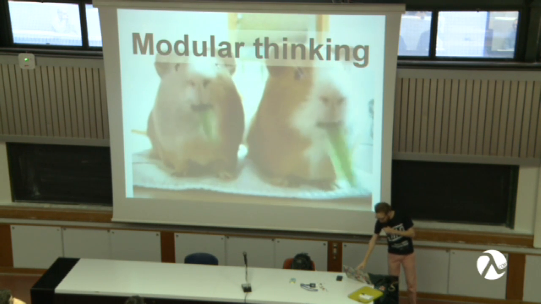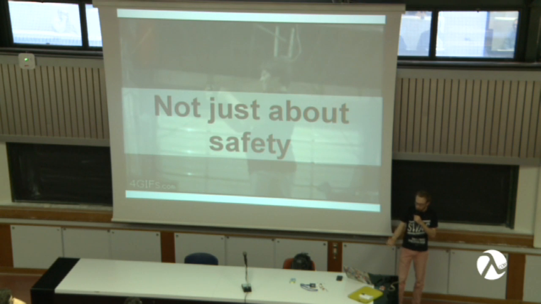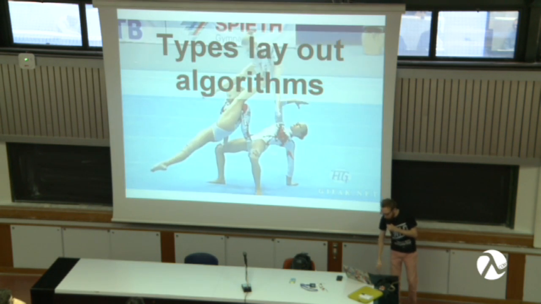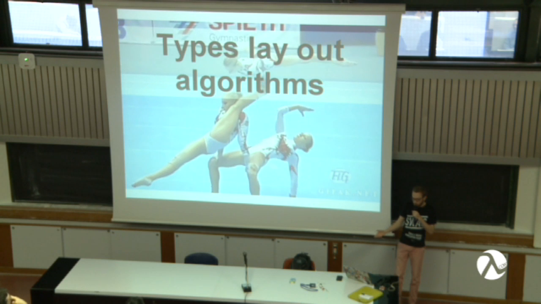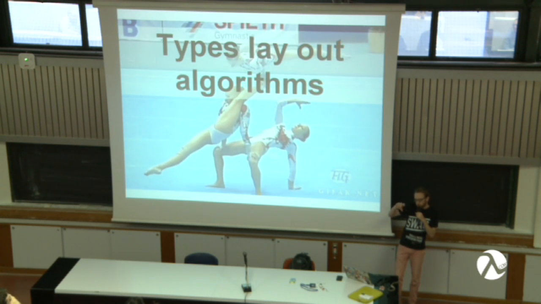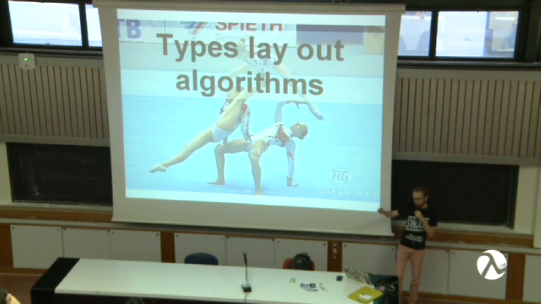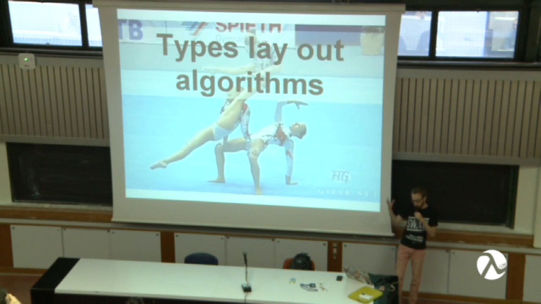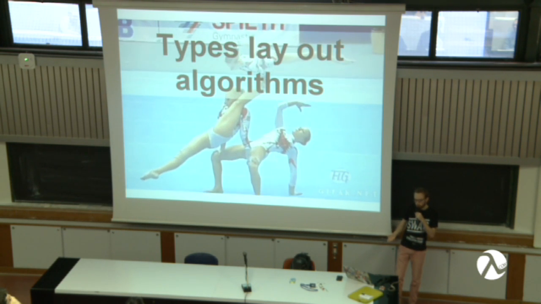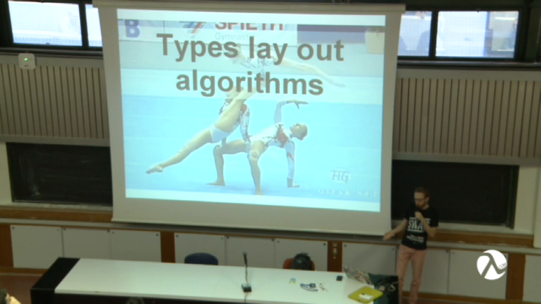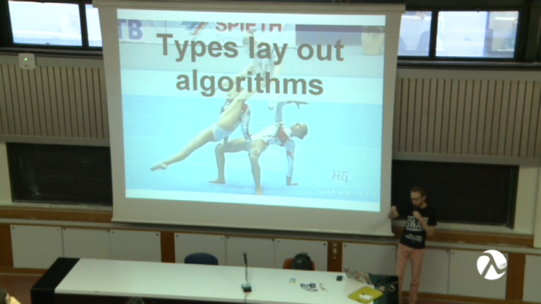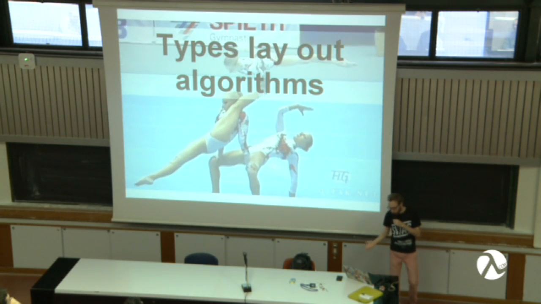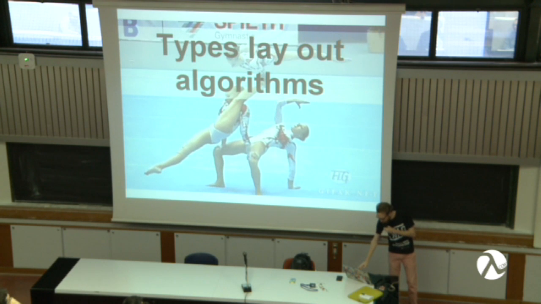But we always think of types as a safety feature. Of course, it's a great safety feature, but it's so much more than that. When you are working on an algorithm, you just have to write the types of the different functions, and it will lay out the structure of your code. You don't have to write the implementation yet. Just by putting down the types, you will write your algorithm.